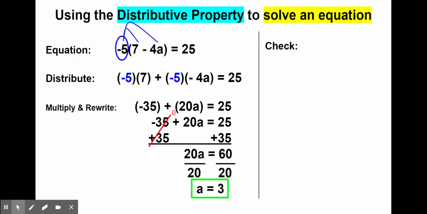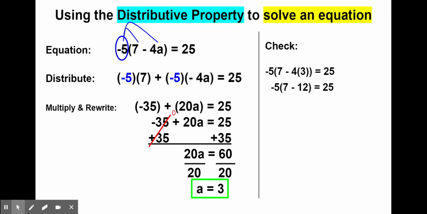For our check, all we're doing is we're taking that 3 and we're plugging it back into our original equation, -5 times, in parentheses, 7 minus 4 times 3 equals 25. Remember, for the check, now we're using the order of operations, PEMDAS, which means we'll start with what's inside the parentheses, and in this case, we'll start with the multiplication that's inside the parentheses. So we'll start with that -4 times 3. So we'll be left with -5 times 7 minus 12, in parentheses, equal to 25.